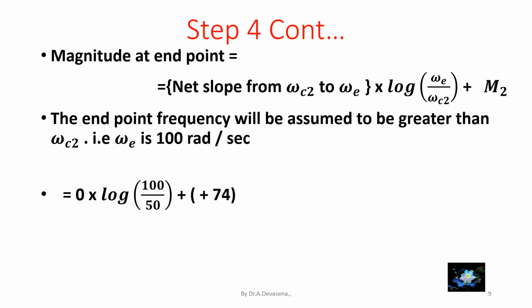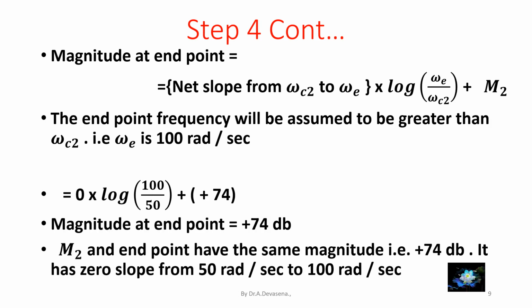We have to substitute the values in the above formula. We get 0 into log of 100 divided by 50 plus 74. So magnitude at endpoint is equal to plus 74 dB. M2 and endpoint have the same magnitude, that is plus 74 dB. It has zero slope from 50 radians per second to 100 radians per second.